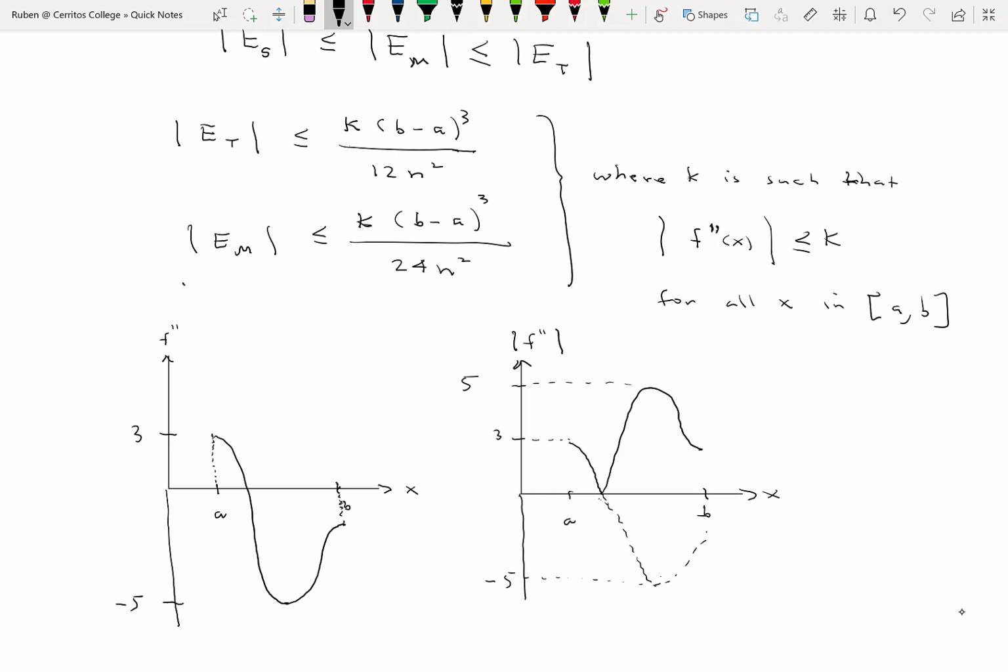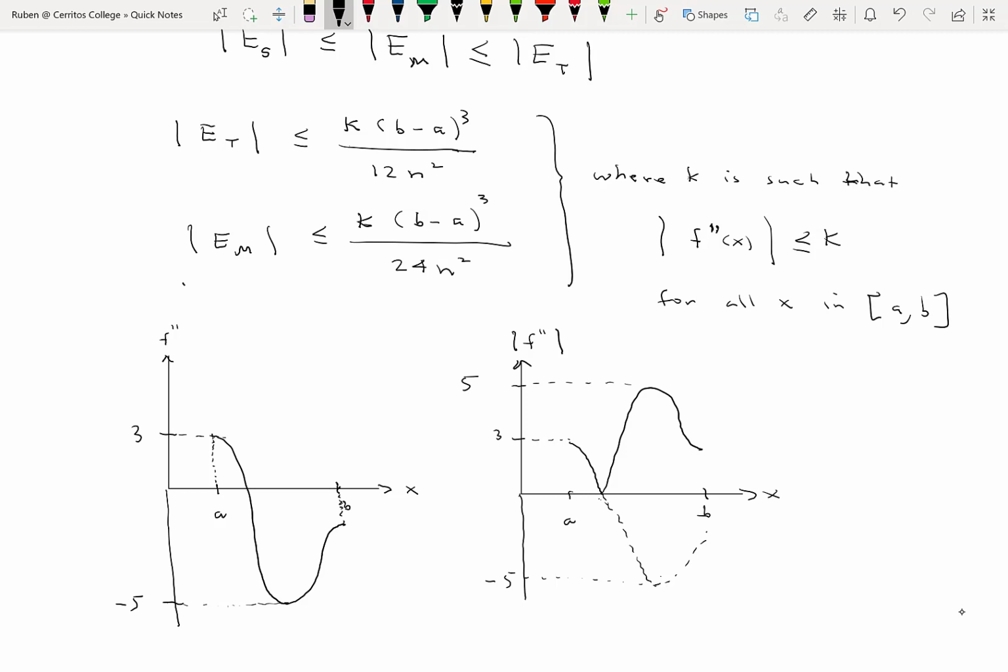So what you see on your screen in the lower left is the second derivative of a particular function we're integrating. Not the function, not its first derivative, but assume we have the second derivative graphed. And you notice that the second derivative I have pictured there has a minimum value of -5 and a maximum value of 3.